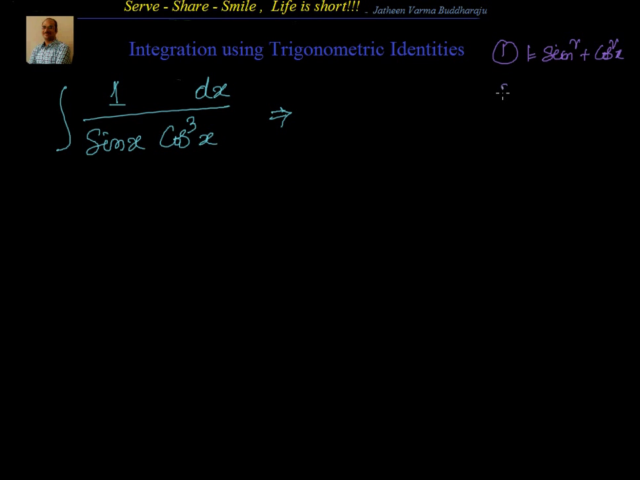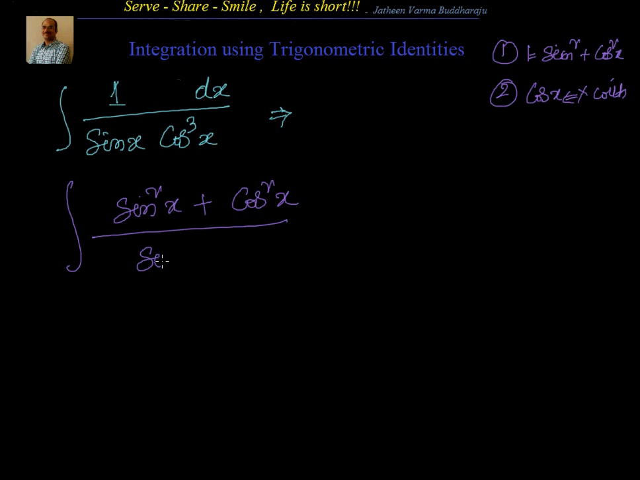Sin square x plus cos square x equal to 1, and the second approach is multiply and divide with cos x in the denominator. That's two options you have. Let's look at option 1. We will solve it in both the ways, it's easy. So 1, I will have sin square x plus cos square x divided by sin x cos cube x.